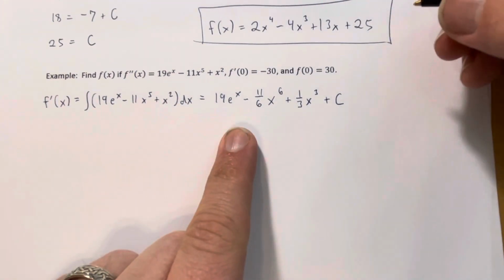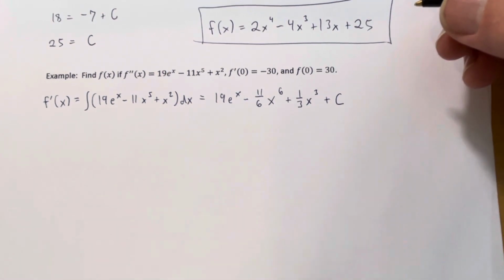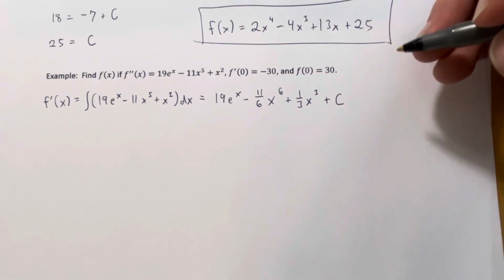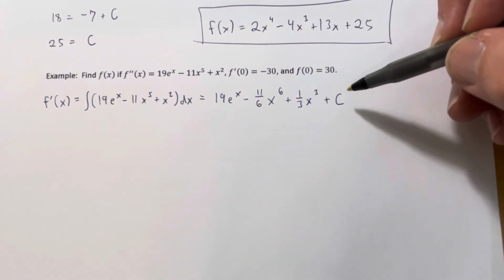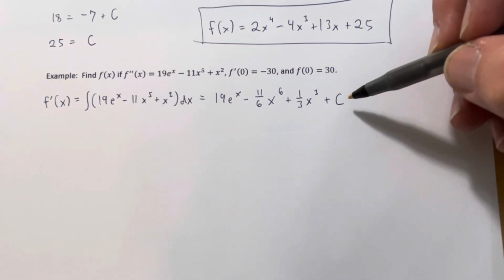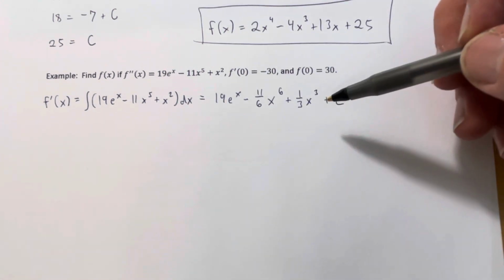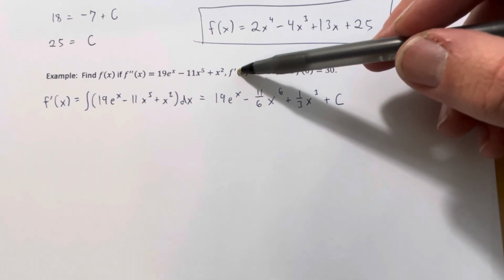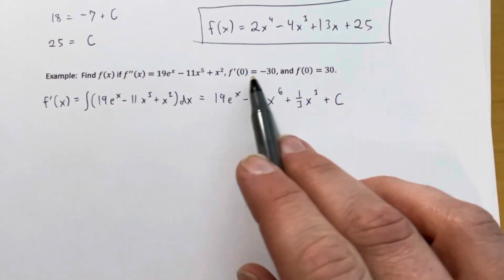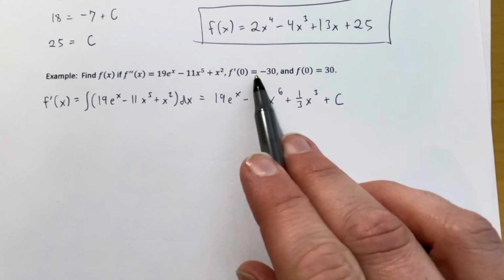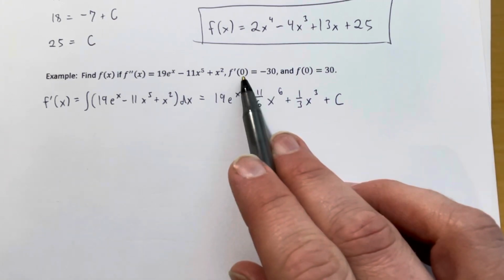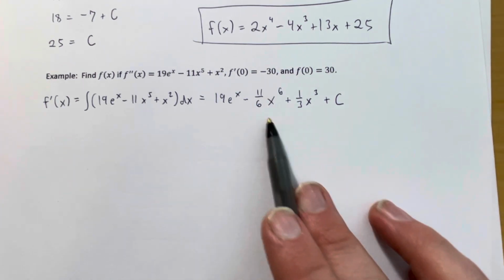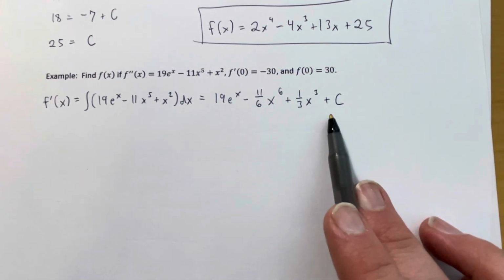So this is the most general antiderivative, or the most general version of what f prime of x could look like. The only missing information is what c is. So we can use one of our initial conditions to do that. Now, only one of these initial conditions tells me anything about f prime. So I want to use this one. If f prime of 0 is equal to negative 30, then I can plug 0 into this, set it equal to negative 30, and then use the resulting equation to solve for c.